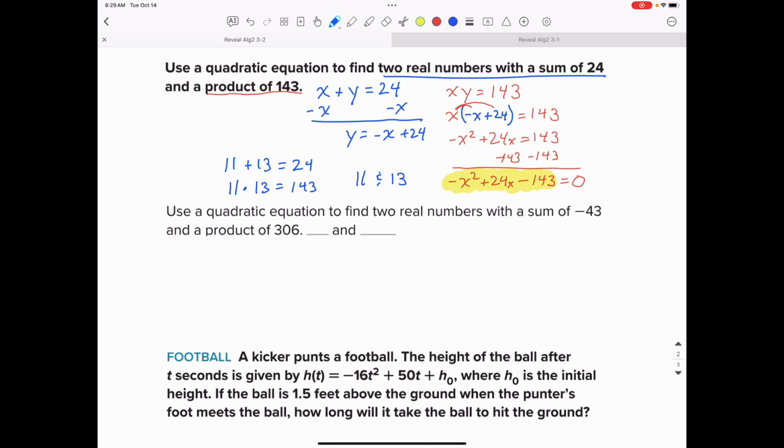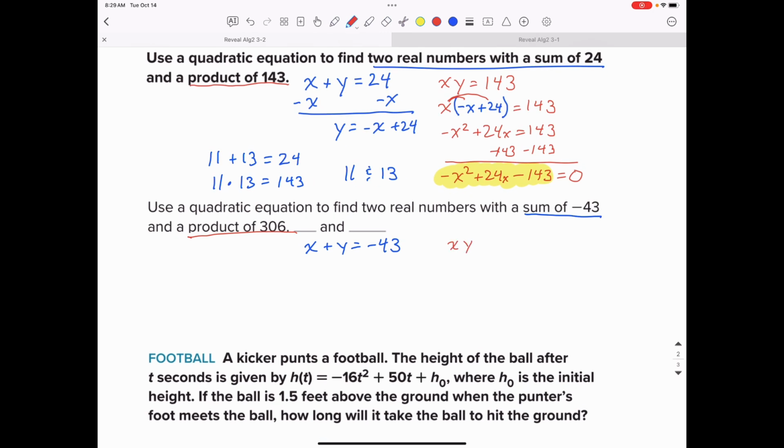Let's try another one. Use a quadratic equation to find two real numbers with a sum of negative 43 and a product of 306. We could solve this very much like the previous example. If it has a sum of negative 43, my two numbers x and y will equal negative 43. And if it has a product of 306, that means x times y will equal 306.